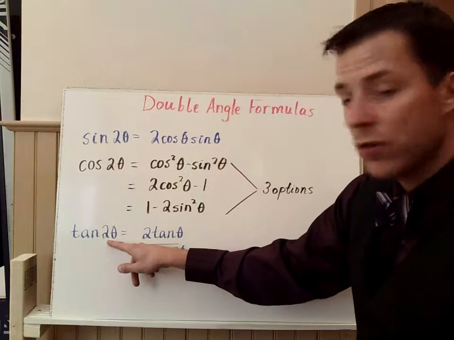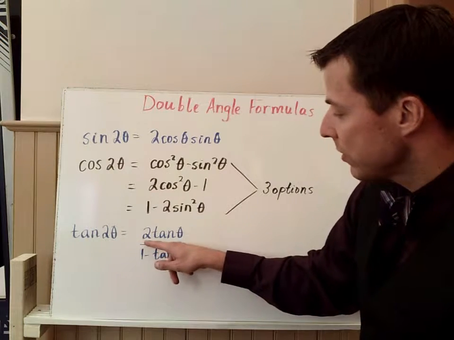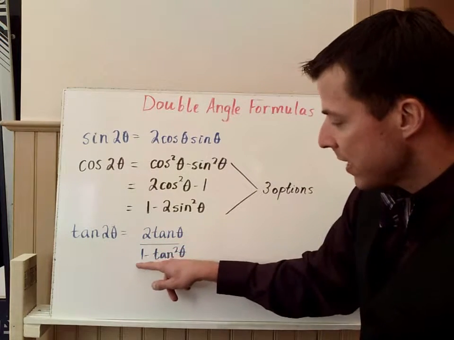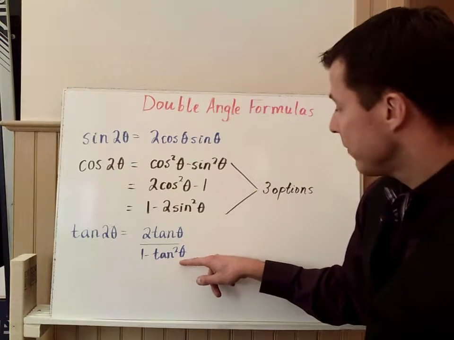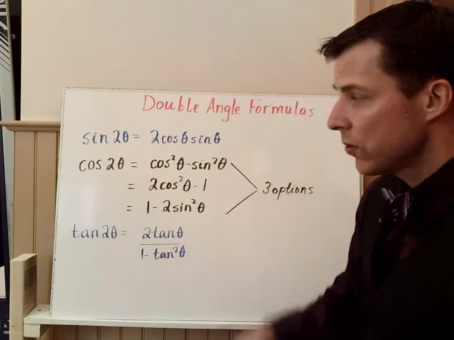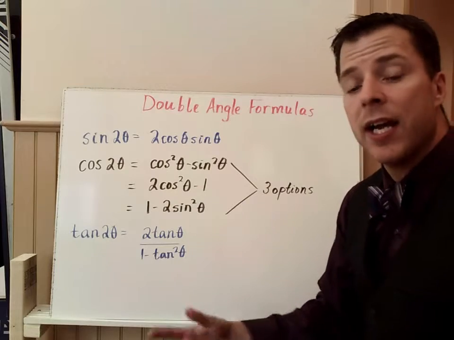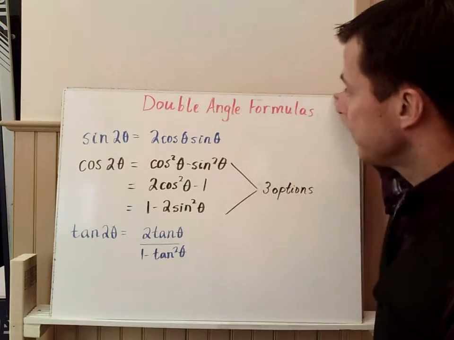Lastly, we have tangent of 2 theta. The tangent of 2 theta is equal to 2 tan theta divided by 1 minus tan squared theta. So what we're going to do is use these 3 angle formulas and simplify expressions.